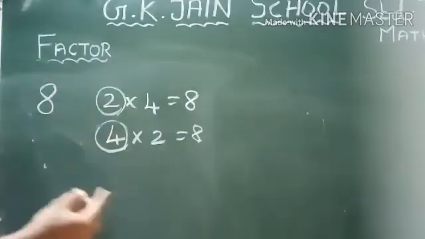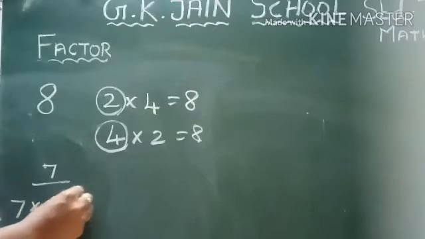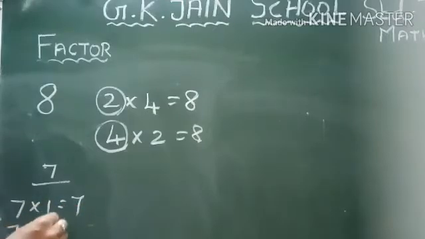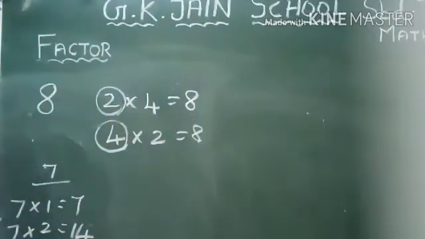So move to the next table, 7 table. 7 ones are 7, 7 twos are 14. Look at this, 14 is more than 8. So 7 is not a factor of 8.